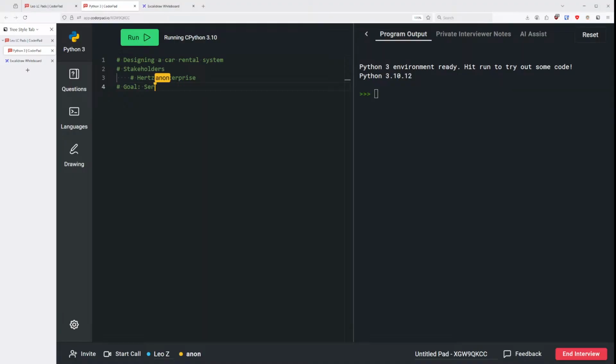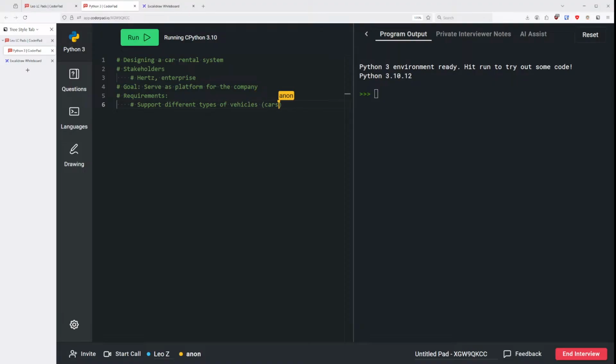So there are a couple of requirements that we need for this problem. The first one is that we need to support different types of vehicles. For example, we're going to have cars, trucks, and buses.